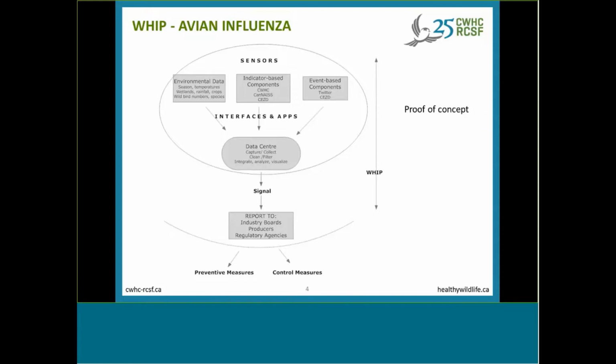The event-based components are all the other sources of information, such as ProMed and Twitter and blogs and so on. We looked at Twitter, and then we also used information collected by CZ, and I was on a listserv as well. All of that information is collected into a data center where it's cleaned and filtered and analyzed. If there's a signal detected, it's reported to those who need to know. But the WIP ends at that point. Any response to the signal, either preventative or control, is enacted by industry boards or the regulatory agencies. Next slide, please.